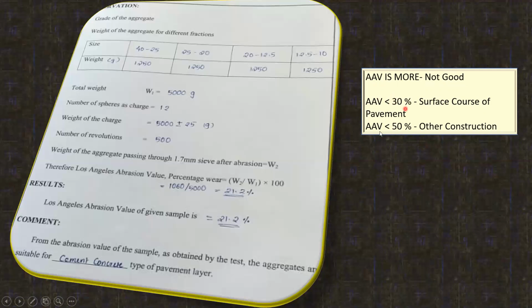And the aggregate abrasion value, in no case, whatever aggregate you use, should go beyond 50% for any other construction. If, instead of 21.2, let us say we got 65 as the answer, but the upper limit is only 50%, then you cannot use this aggregate for the construction work. Then again you have to order a new aggregate and do the test again. So this test will help us know whether the quality of the aggregate we are using is good or not.